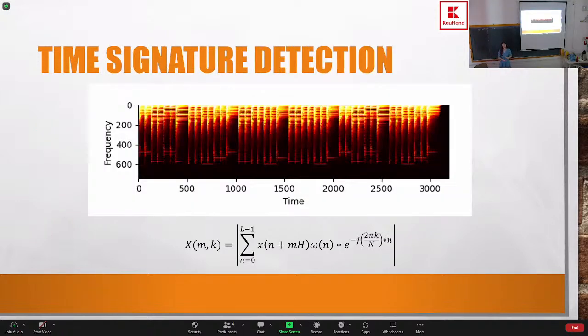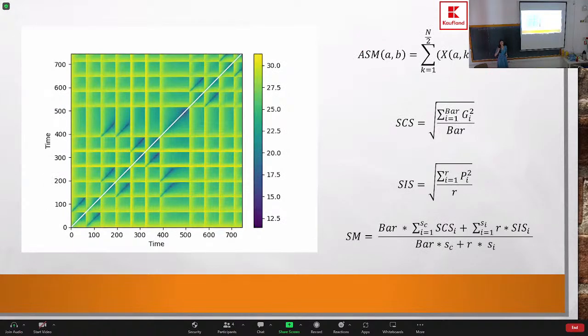For the time signature detection, we also implemented two approaches, one which uses the audio similarity matrix and one with machine learning. For the audio similarity matrix approach, we first define the numerator. This approach is based on the assumption that songs have a repetitive structure. Firstly, we compute the spectrogram, and then we compute the audio similarity matrix by computing the Euclidean distance between each two frames of the spectrogram.